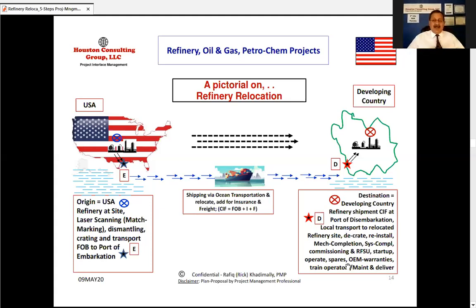You decrate it, you reinstall it, you do the mechanical completion. You have systems completion, then pre-commissioning and commissioning, and ready for startup. And at startup, you operate with spares, with OEM, original equipment manufacturer's warranties. You train the operators there, you maintain it and deliver it.